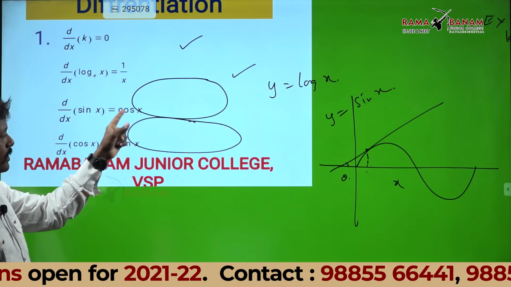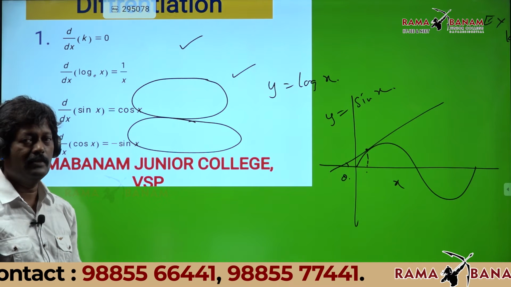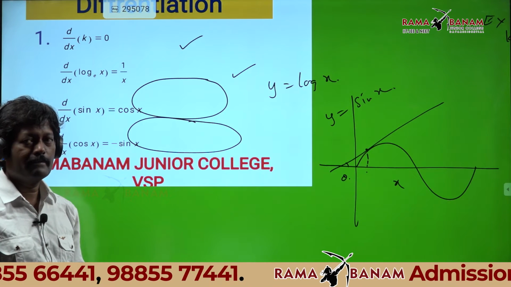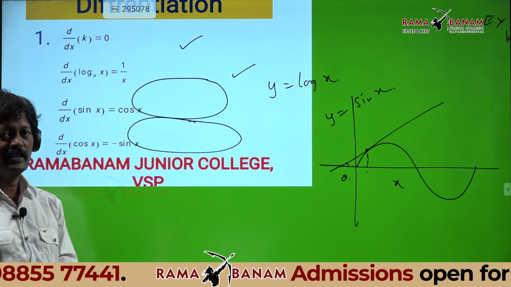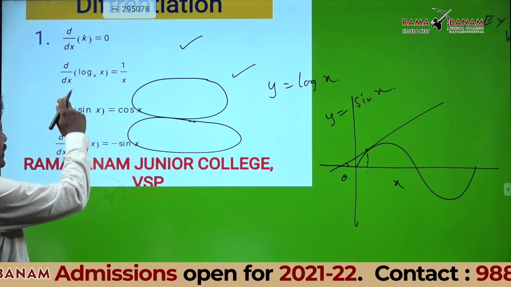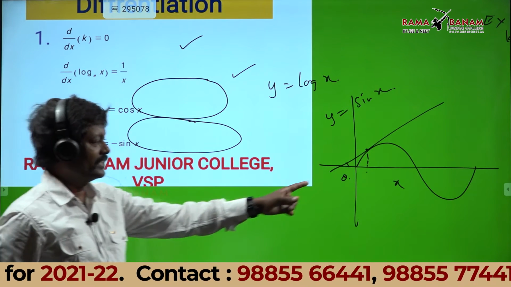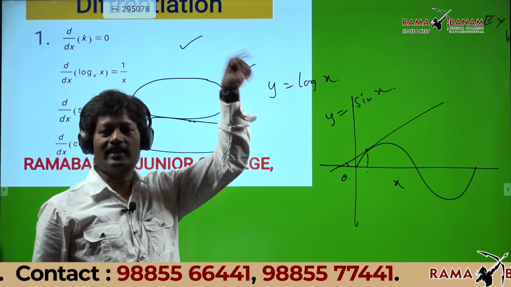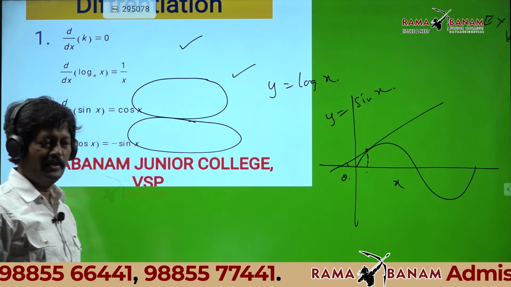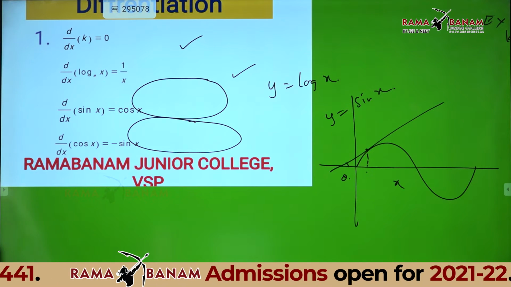Can I say cos x is tan theta? Yes, sir. 100% right. So d by dx of sin x is cos x. Cos x is nothing but tan theta. So, your 10th standard tan theta slope. Okay, very very important. So now write down.